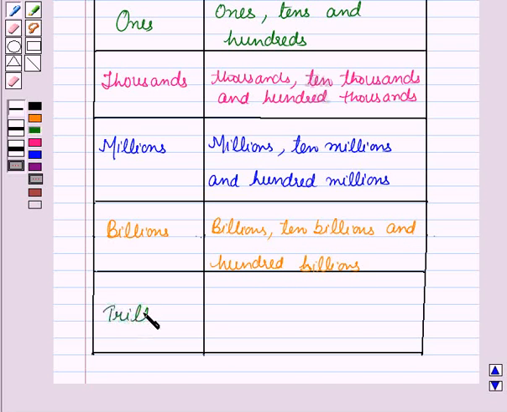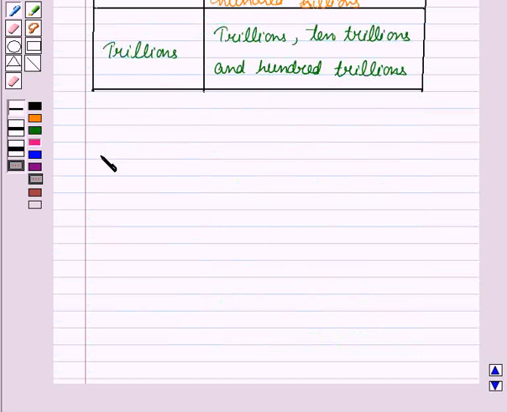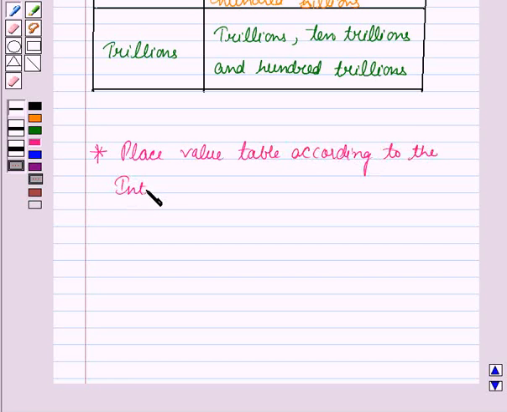Then trillions divided into trillions, 10 trillions and 100 trillions. Now we will make the place value table according to the International System of Numeration.